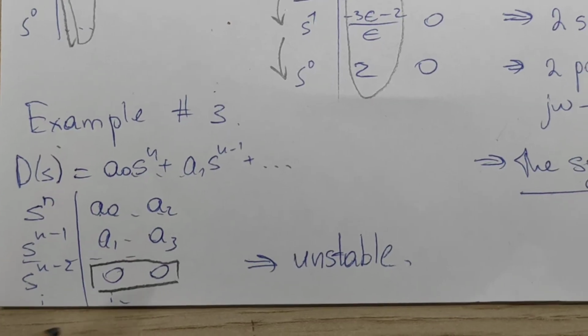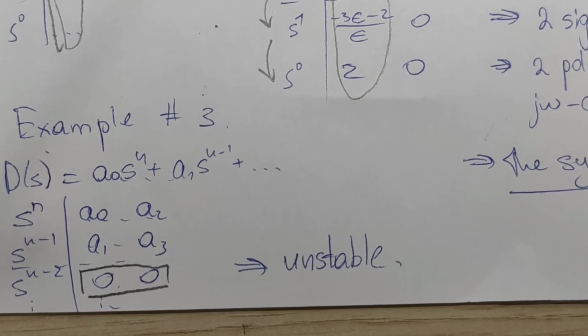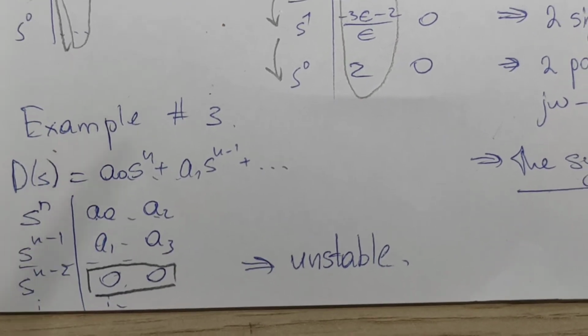The second difficulty that we may encounter is the zero-row issue. Briefly, we may say that when we encounter such difficulties, we can directly say that the system is unstable.